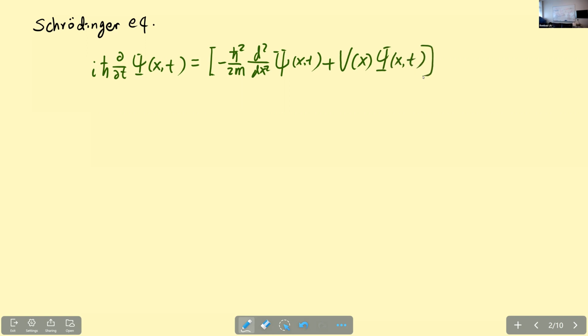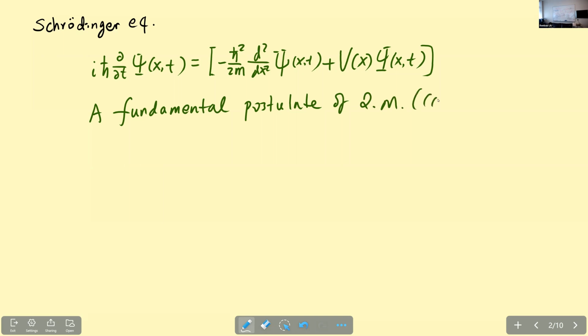Okay, so this is the Schrödinger equation. Of course, this is a fundamental postulate of quantum mechanics. That means it cannot be derived or proved mathematically.